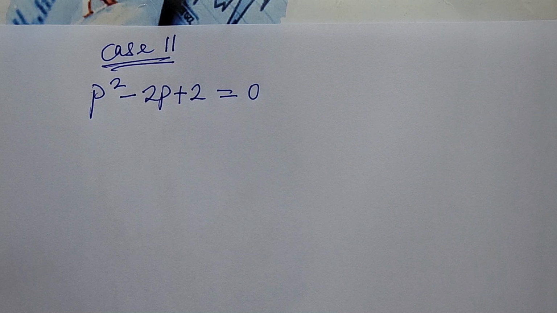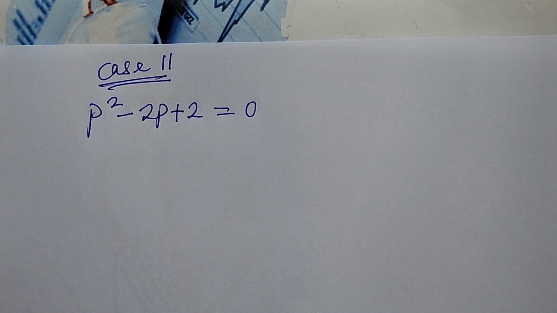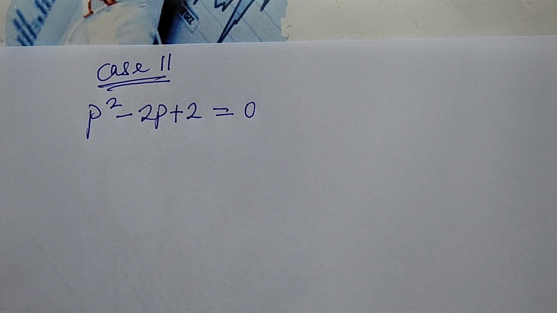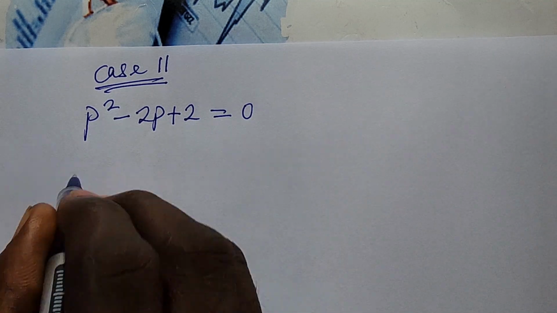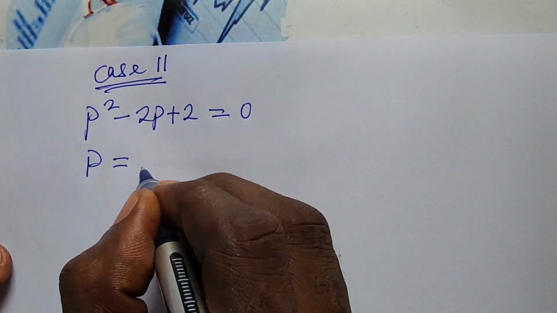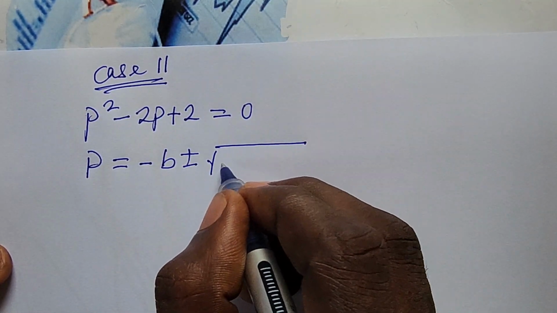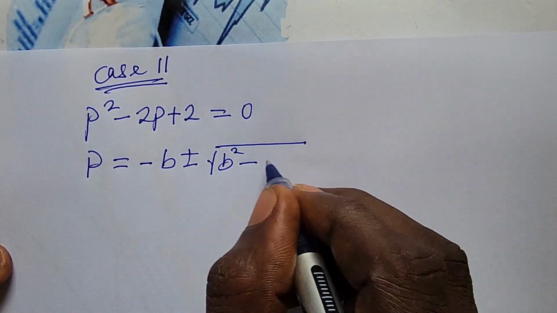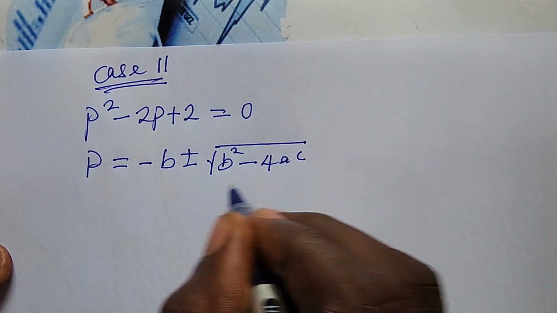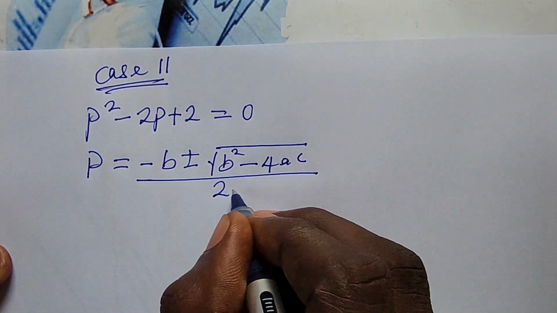All right, so let's look at case 2 critically. This is a quadratic equation, and we cannot solve this using the factorization method. So what we do, we use the formula method. So our formula says that P is equal to minus B plus minus the square root of b squared minus 4ac all over 2a.